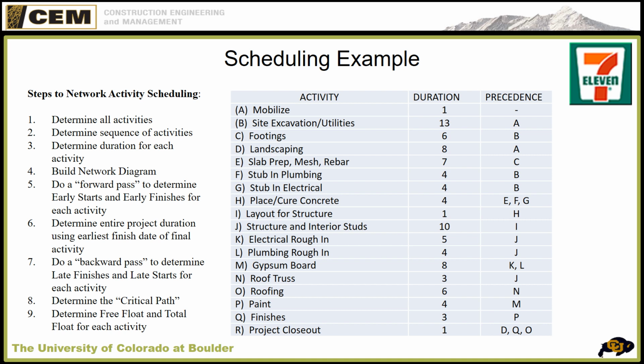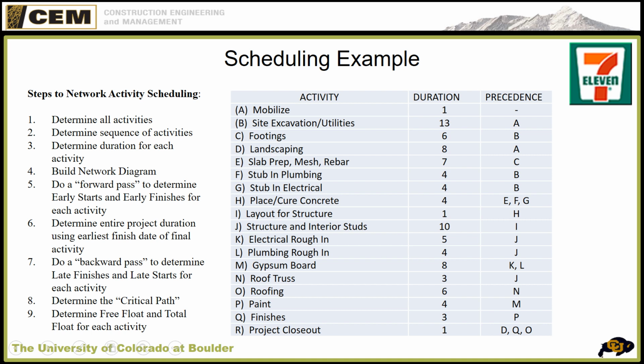Now, this is really basic. A big schedule would have thousands of activities on a big job, but this will give us the feel for a schedule. Number 2, determine the sequence of the activities. And I've done that in this precedence column. So when you see activity B, site excavation and utilities, over on the right it says precedence. Activity B cannot happen until A is complete. So it's a finish to start relationship. Mobilize first, then I can do site excavation. So that's what the precedence column is.